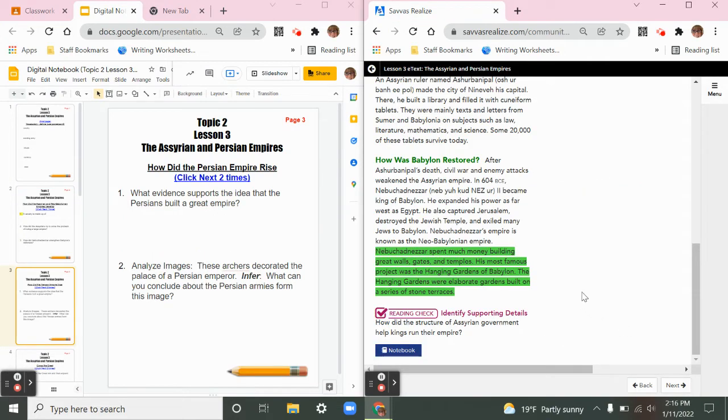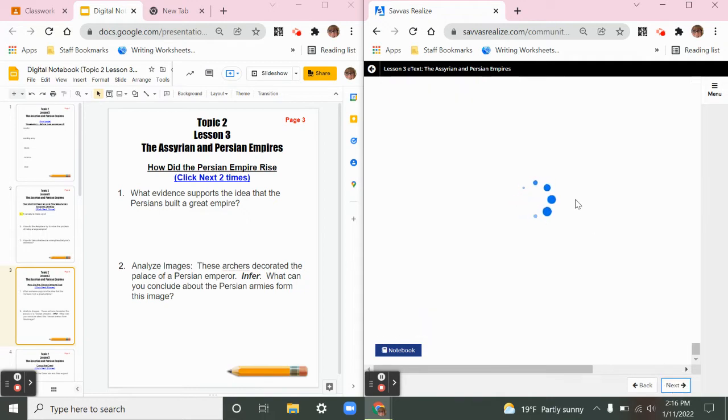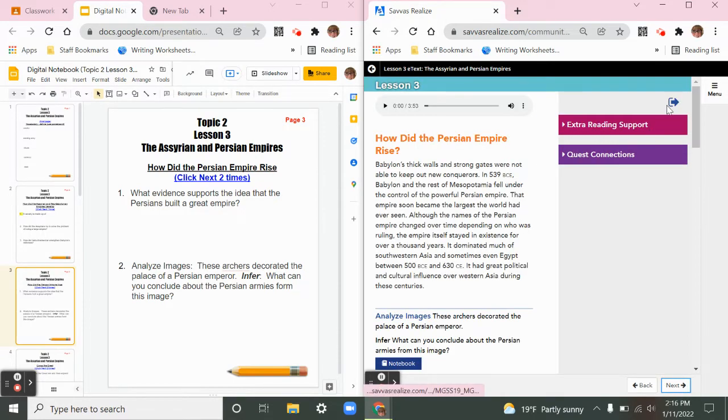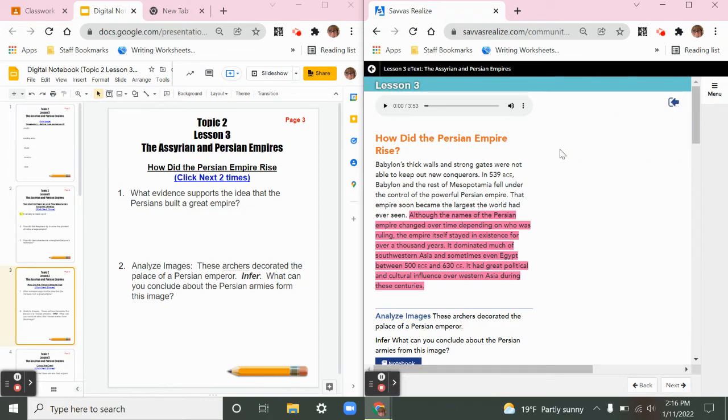Moving on to page 3 of your digital notebook, you will click Next one more time to get to the next page. Again, remove the wall if you need to by clicking the arrow to the right. How did the Persian Empire rise?